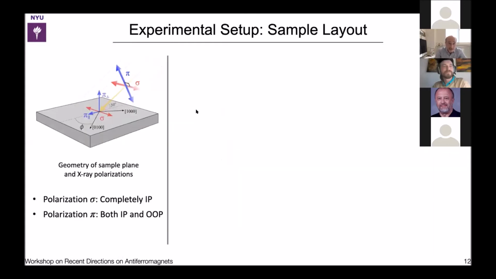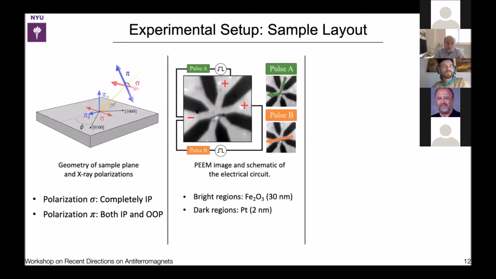So again, that's the polarization. This is what we do. We have only 4 leads in our experiment at ALS. We can apply pulses on 2 of them, and the sample is arranged so the bottom lead is cut. So we apply current either from this point, which we call pulse A, or from this point, pulse B, and we look at what happens to the domains after we apply pulses, just like it's done in the electrical studies. And again, this is a 30-nanometer film with 2 nanometers of platinum.